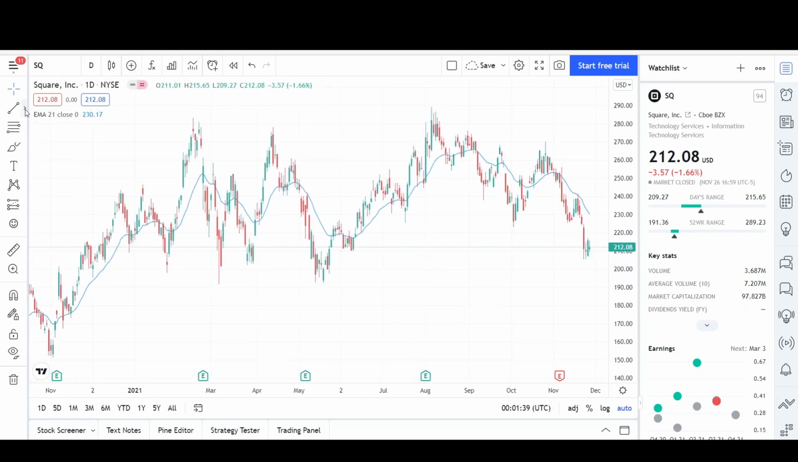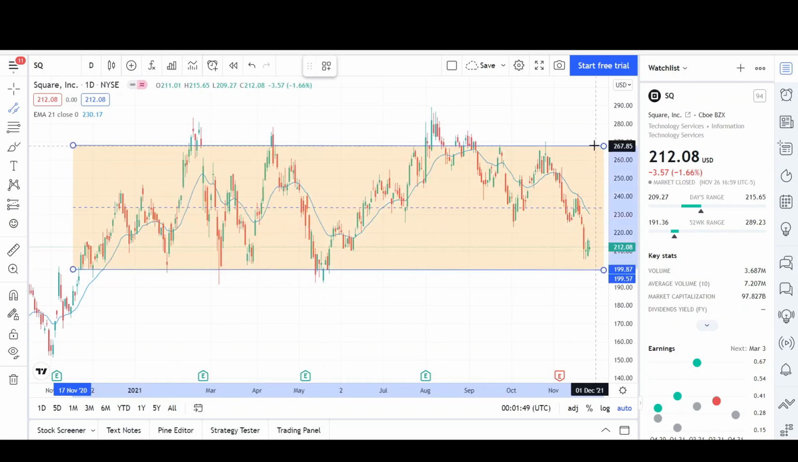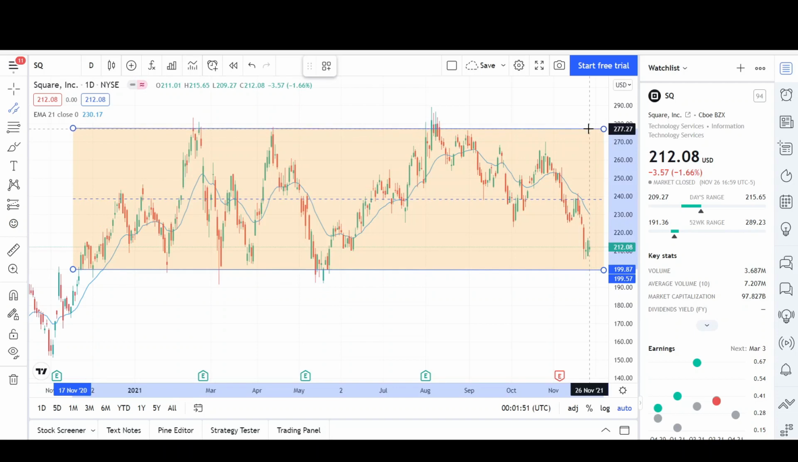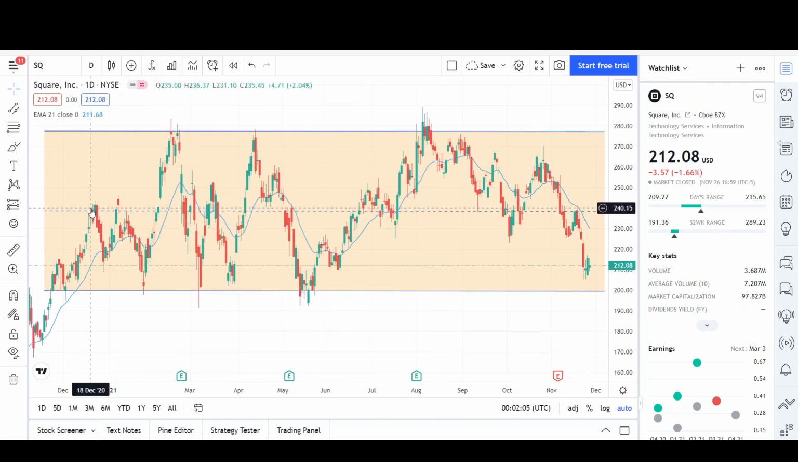It looks like the range lows are at this $200 level. That's where all the touches are, and that's where prices cannot break through, and the prices also cannot break through this 277 level. So this is the size of the range. As you can see here, this dashed line is acting as a midline. It's acting as both support and resistance. It's pretty much the median price level for this company as of right now.